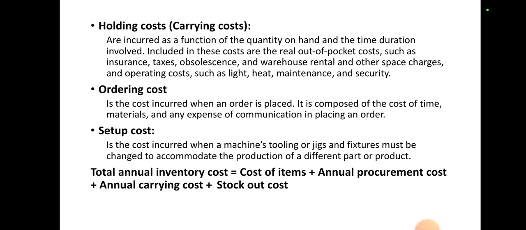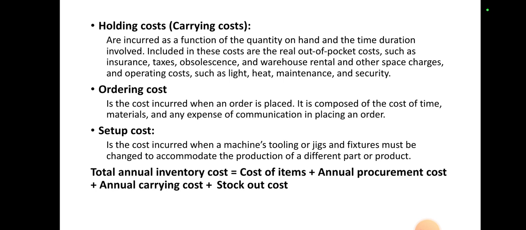The next, holding cost, is incurred as a function of the quantity on hand and the time duration involved. Included in this cost are the real out of pocket costs such as insurance, tax, obsolescence, and warehouse rental, and other space charges and operating costs such as light, heat, maintenance, and security.